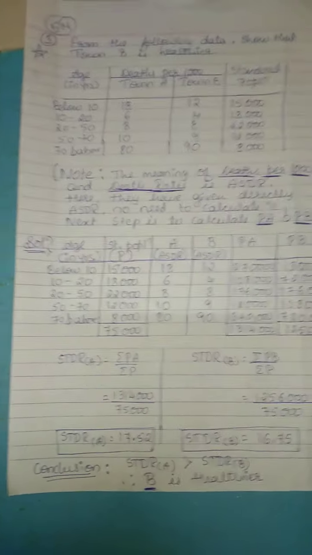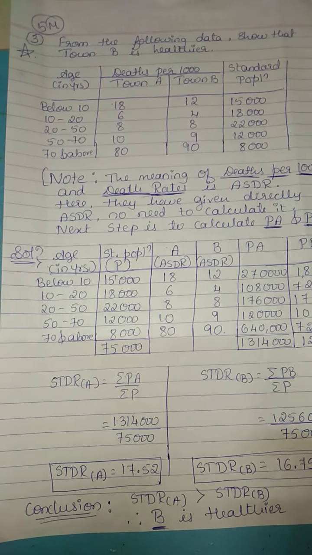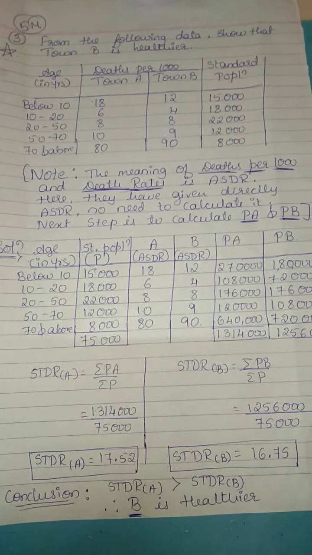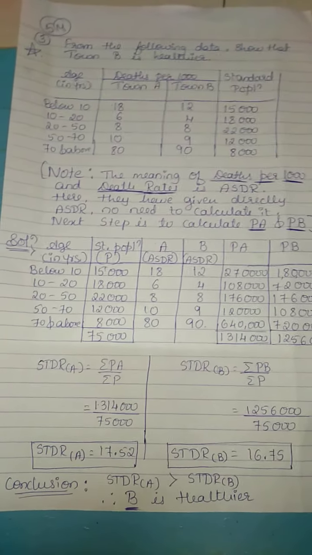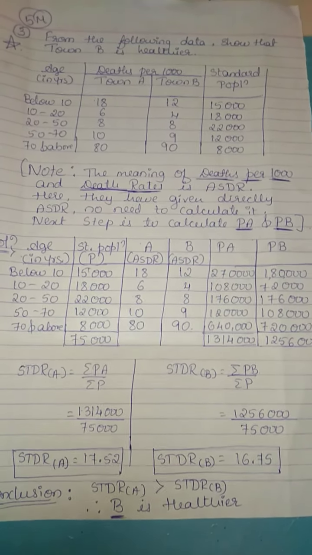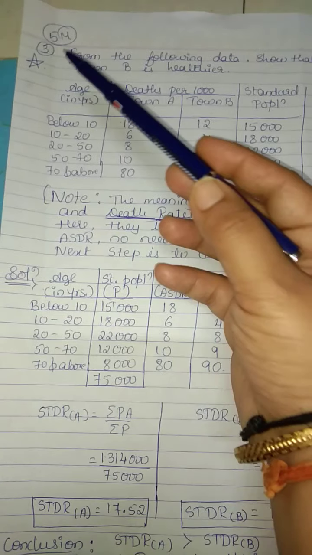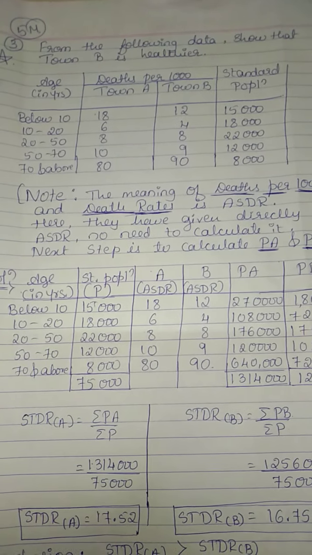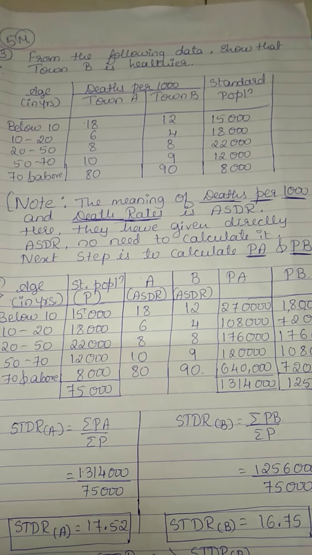So we'll consider the next example, that is a 5 marks question. But one more example is there for 10 marks. I have given it to you as homework, and I'll explain that. Now we'll consider this example, the 5 marks example. From the following data, show that town B is healthier.